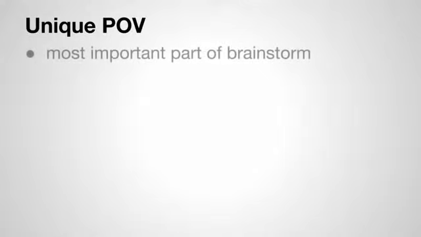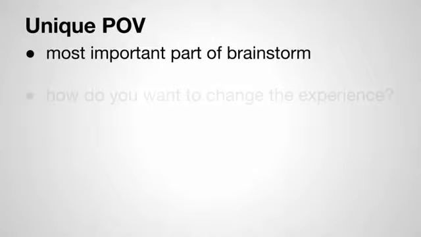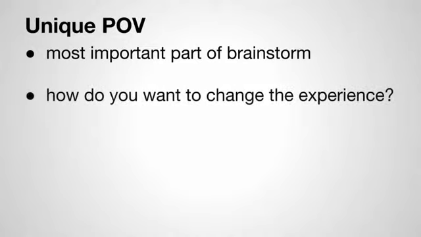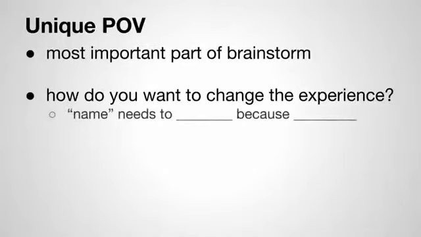A unique perspective is the most important part of brainstorming, and they talk about that quite a bit in the liner notes of your reading. The unique perspective should answer the question, how do you want to change the experience for your user? You can think of it this way. If you think back to your gift experience project, you can think of it as person needs to blank because blank.